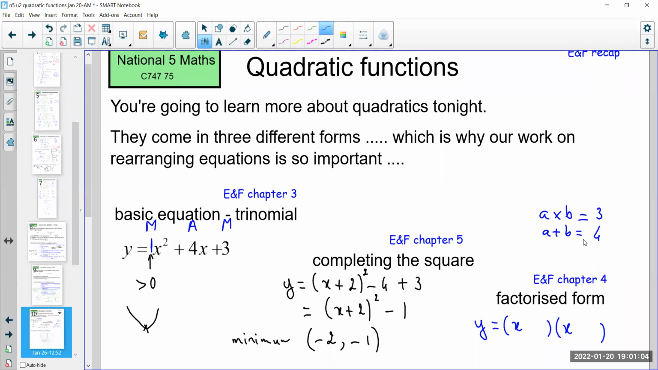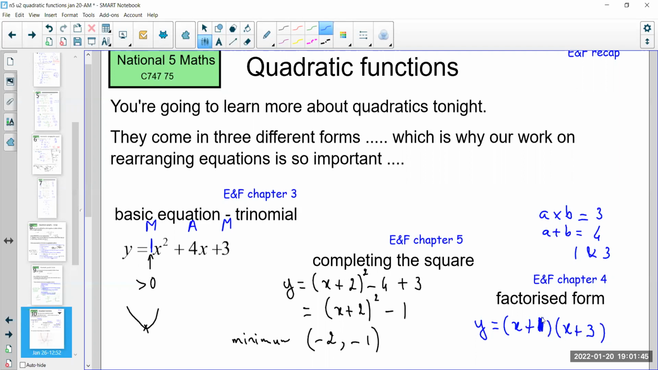So what are those 2 numbers? If I add them, I get 4. If I multiply them, I get 3. Can you give me 2 numbers? Someone said, yeah, 1 and 3. Because if you do 1 times 3, you will get 3. And if you do 1 plus 3, you will get 4. So then you put the 1 here. Your first number is 1. And the other number is 3. Because both are positive, 1 and 3, you just put plus 1 and plus 3.